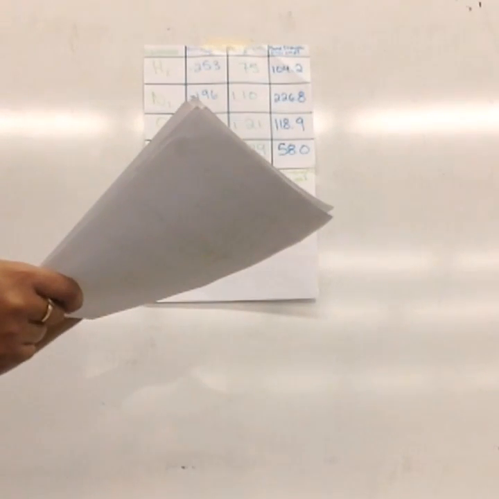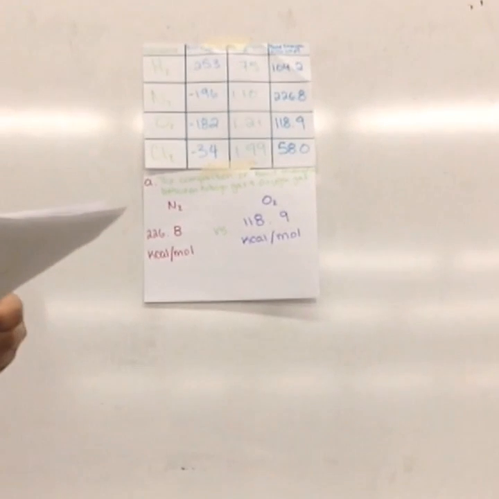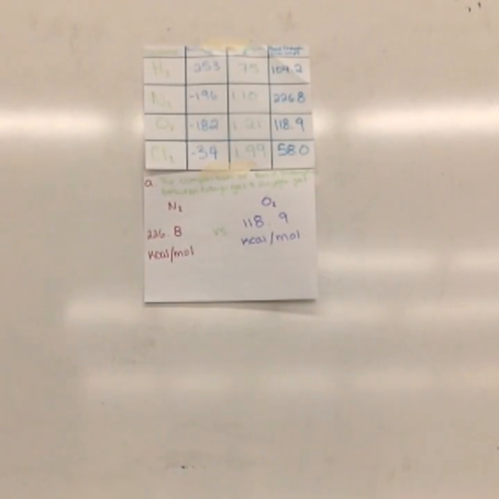So the closer the atoms are, the harder they are to break because the bond is going to be stronger.